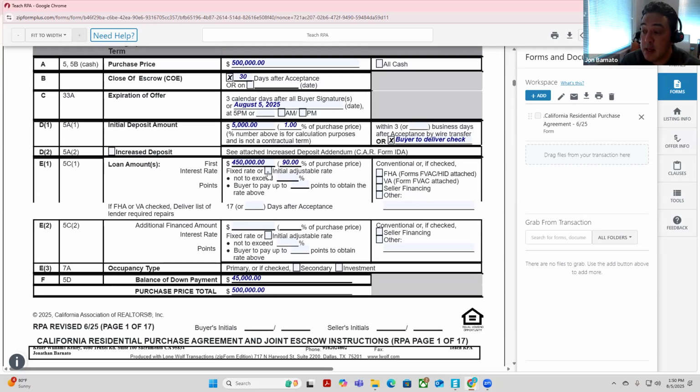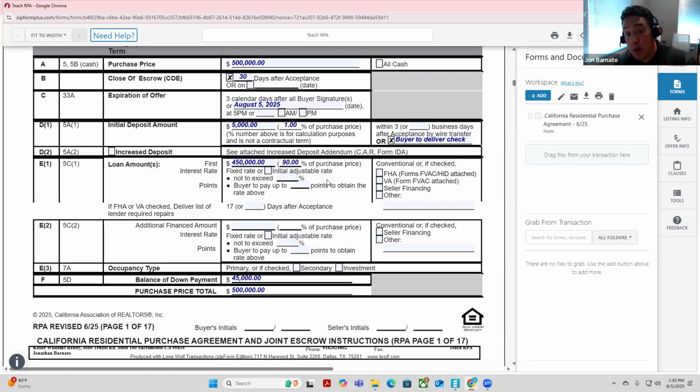Now, here's another thing. If it's an adjustable rate loan, you want to check adjustable. Not to exceed, buyer can pay up to points to obtain the rate. Not to exceed. Most agents don't fill this out. But if your buyer is super rate sensitive, you can put a rate in there.